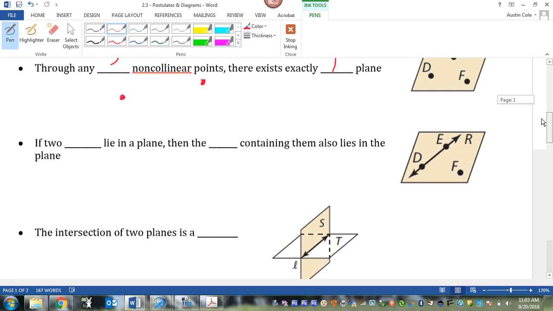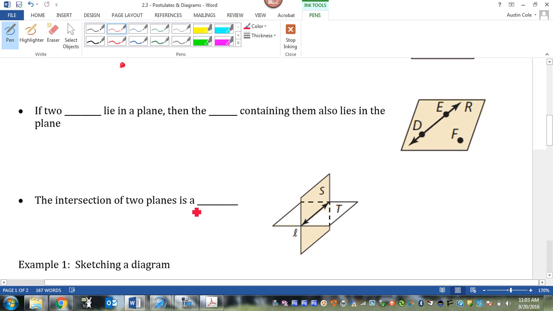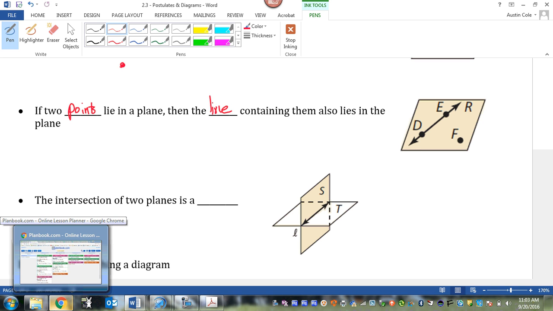So if two points lie in a plane, then the line containing them also lies in the plane. This line is on the plane of the whiteboard, right? So are these two points. Does that make sense? Okay. The intersection of two planes is a line, where you wrote this line. Yes, that says line.